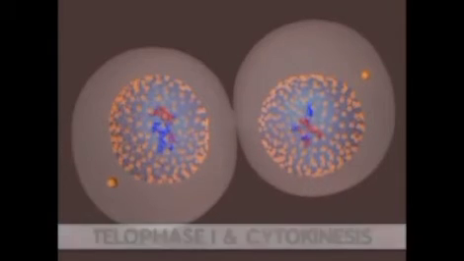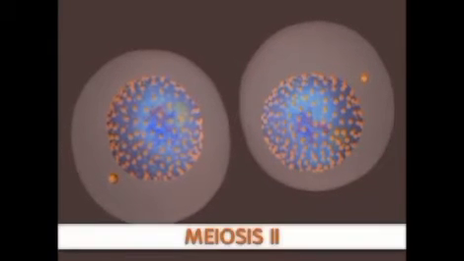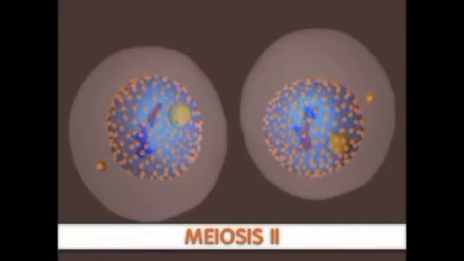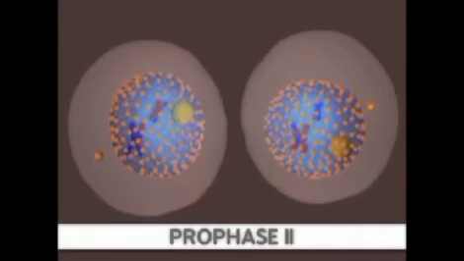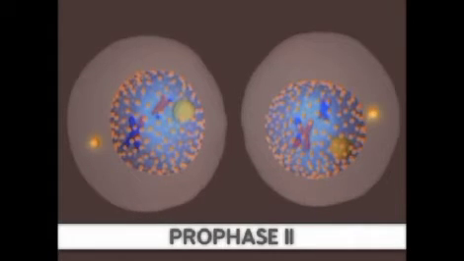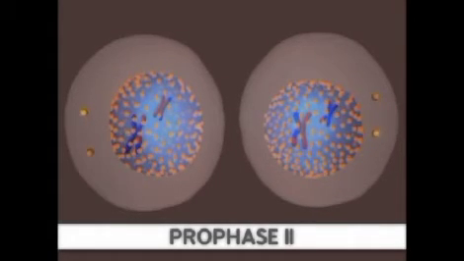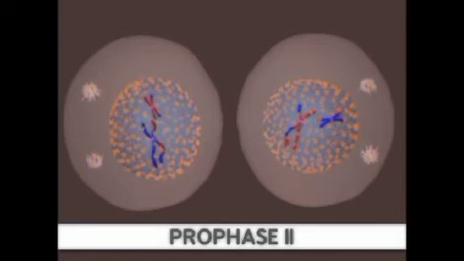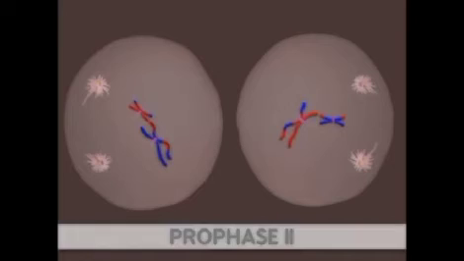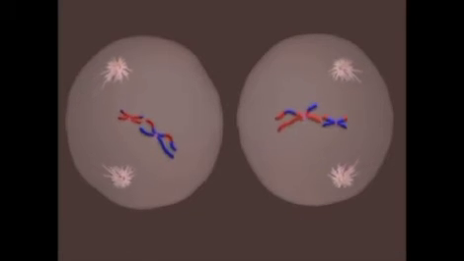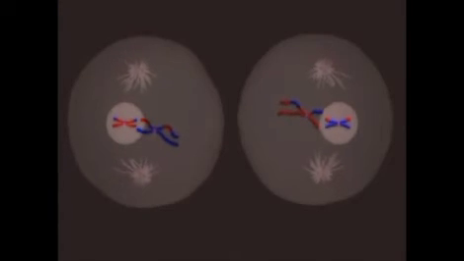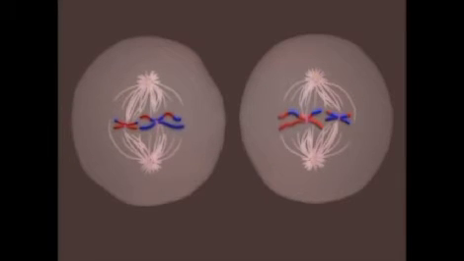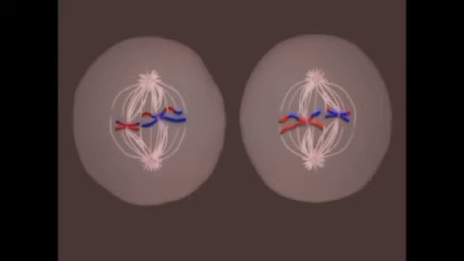Each of these two cells now undergo meiosis II. Meiosis II is similar to mitosis. The first stage of meiosis II is prophase II. Again, chromosomes condense, the nuclear envelope breaks down, and the spindle apparatus forms. The major difference between prophase II and prophase I is the fact that the daughter cells have only one copy of each homologous chromosome. So in prophase II, there is no synapsis of homologous chromosomes or crossing over.